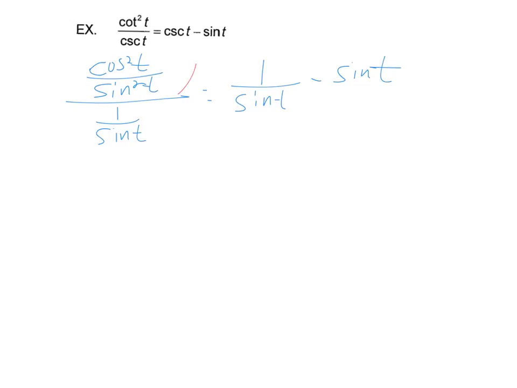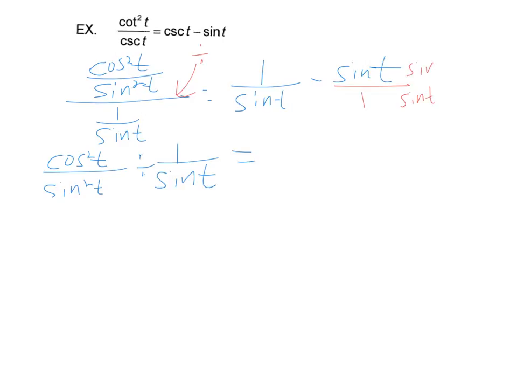On the left side, we have division, so let's unstack the fractions. Cosine squared over sine squared divided by 1 over sine. And you can skip that step if you can kind of do that in your head. On the right side, though, I'm subtracting. If you're subtracting fractions, you have to have a common denominator, and it would be sine. So if I put sine on the bottom, I have to also put sine on the top. So the right side becomes 1 minus sine squared over sine.